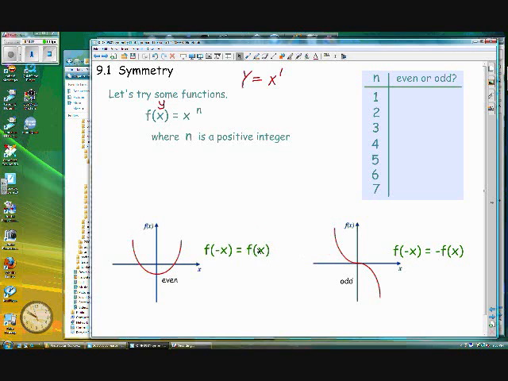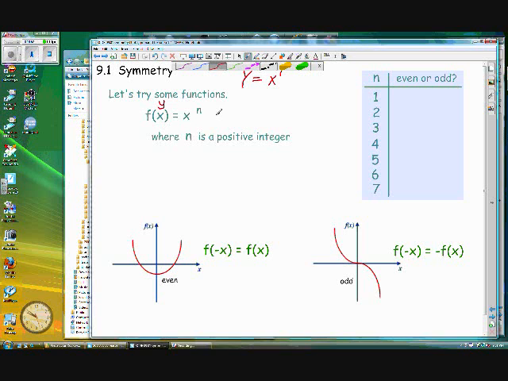No matter what we put in as an input, we get the same output. That's an even function. And in an odd function, when we change the sign of the input, it also changes the sign of the output. And we get graphs that look like this versus graphs that are symmetrical with respect to a vertical axis.